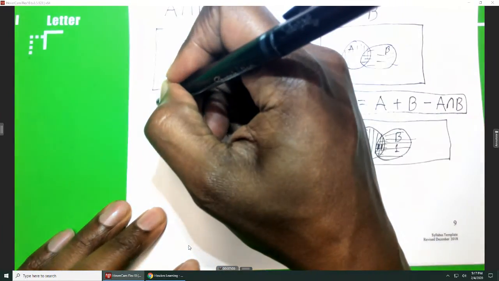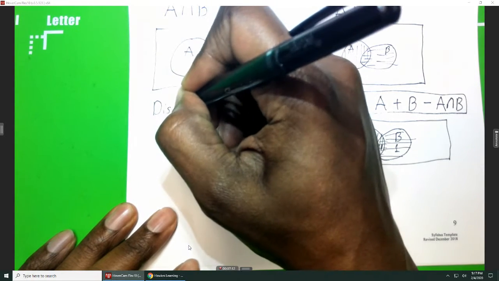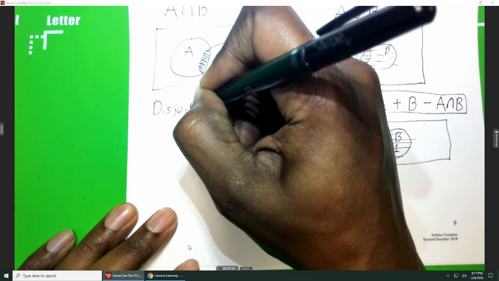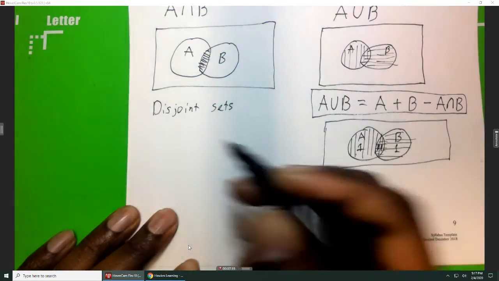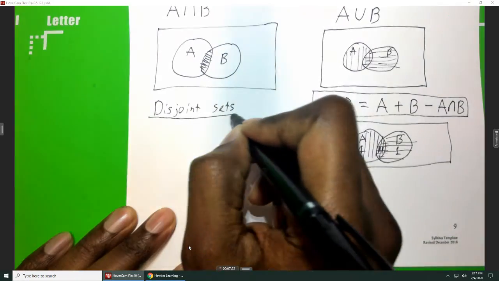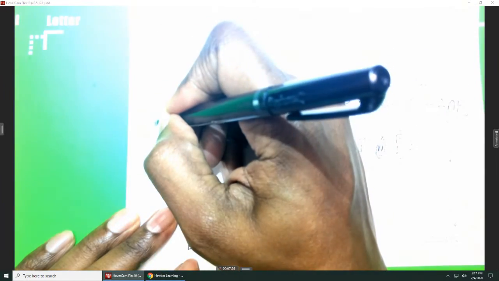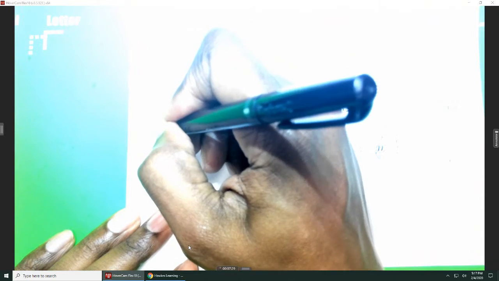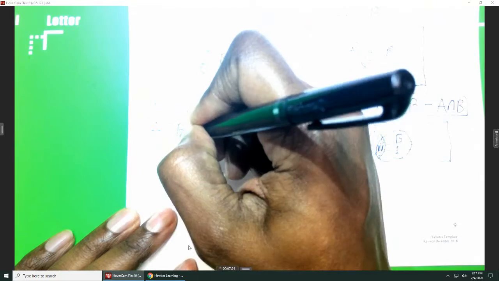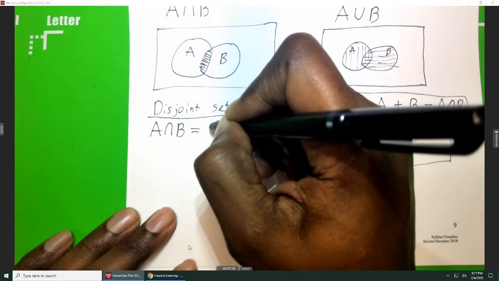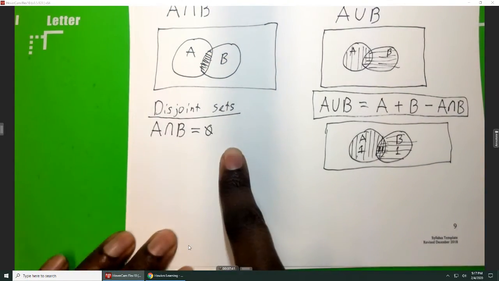Okay, so now we're going to talk about disjoint sets. These are sets that have nothing in common. We know sets are disjoint if this is true: you might see A intersect B. If you know that when you intersect these two things, you get the empty set, then these are disjoint.